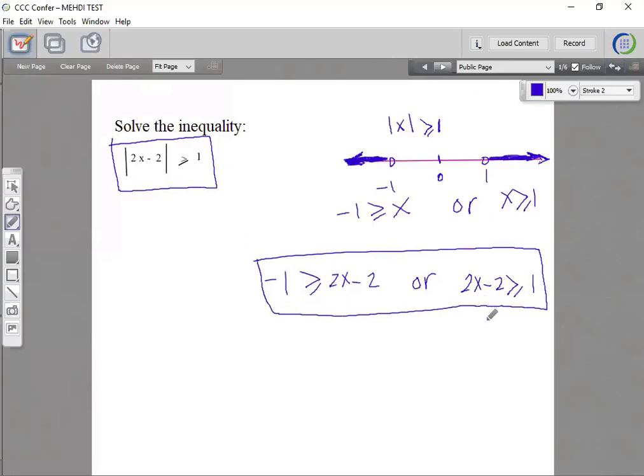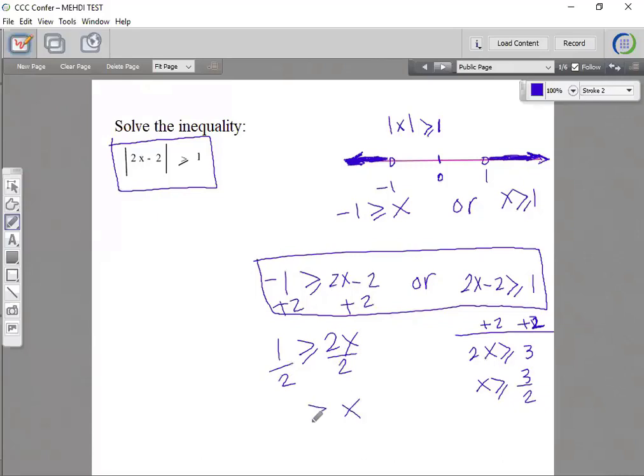Now if I add 2 to both sides of the inequality, I would get 2x greater or equal to 3. So divide both sides by 2. So x is greater or equal to 3/2. That would be one region. The other region: if I add 2 to both sides of the inequality, that gives me 2x is less than or equal to 1, since plus 2 minus 1 would be 1. Divide both sides by 2. So x would be less than or equal to 1/2. If I were going to graph this, my graph would look like this.